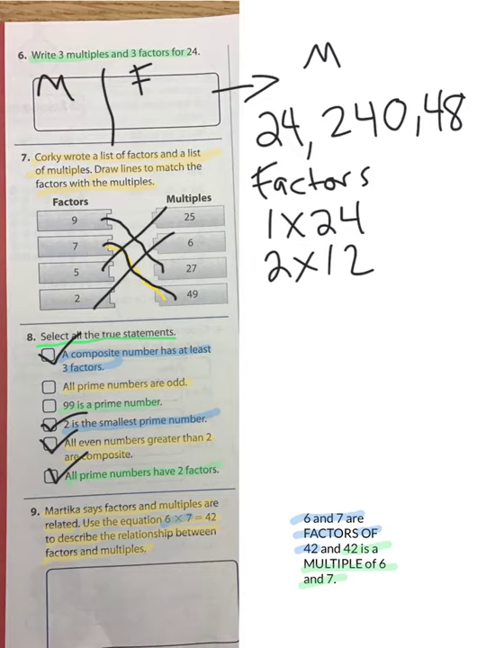So whatever number it is using, you want to make sure that you clearly explain the relationship, that the numbers that you are multiplying are factors, and the product or the answer is the multiple of those 2 numbers. If you write this exact sentence, you would get full credit.